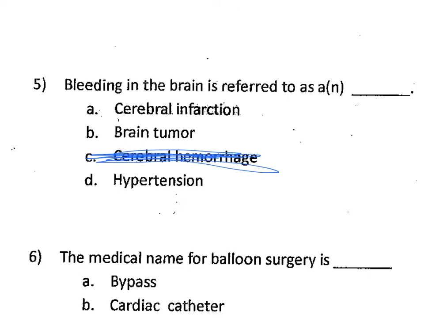Question number 5. Bleeding in the brain is referred to as, we're crossing off letter A there, I messed up. C counts. Don't get rid of C, okay? So we're crossing off A. It's all my fault there. So is it B, a brain tumor? Is it C, cerebral hemorrhage? Or D, hypertension? It's either B, C, or D. But C is cerebral hemorrhage.